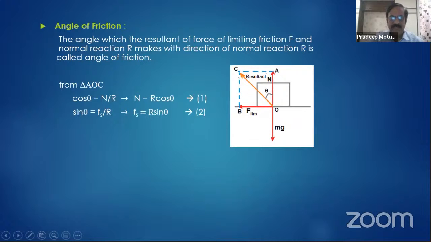Likewise, sin theta is equal to opposite side, which indicates F by R. That is, Fs is equal to R sin theta. Here Fs indicates static friction, because the block is at rest on the surface.